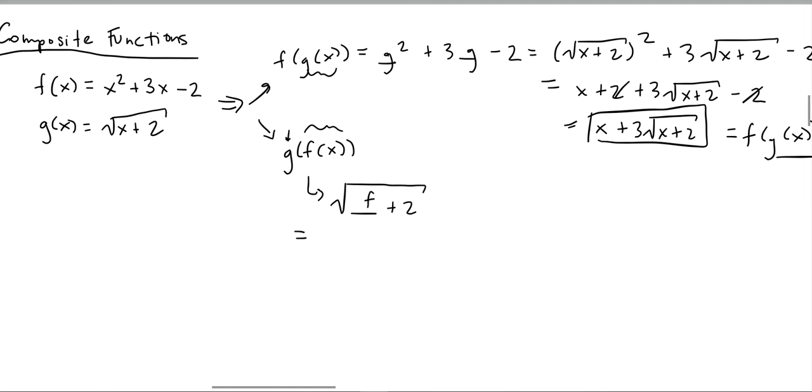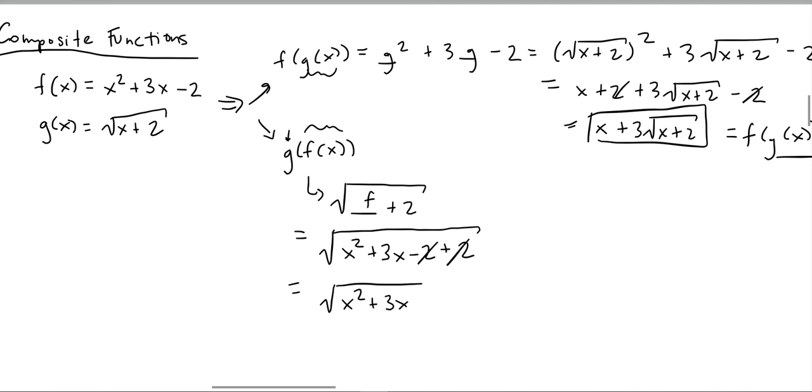Now if we substitute in, we have the square root of f of x, which is x squared plus 3x minus 2, and then plus 2. We want to square root this entire thing. The negative and positive 2's cancel, and we're left with the square root of x squared plus 3x. Let's go ahead and do another example.